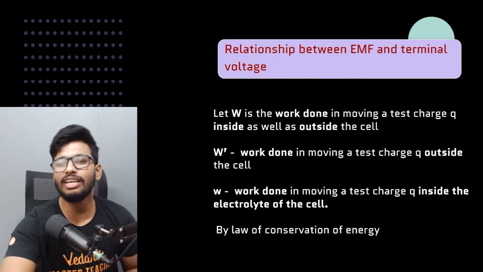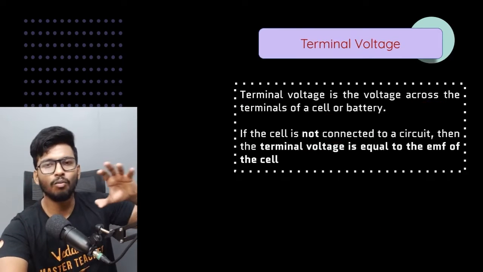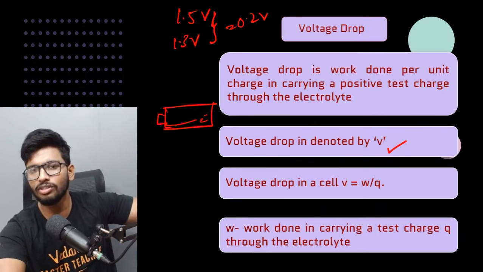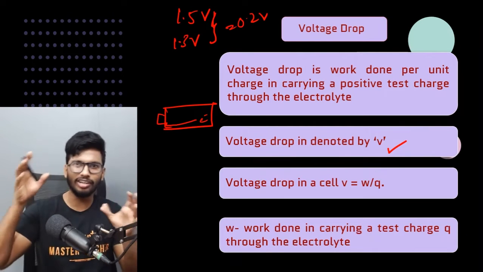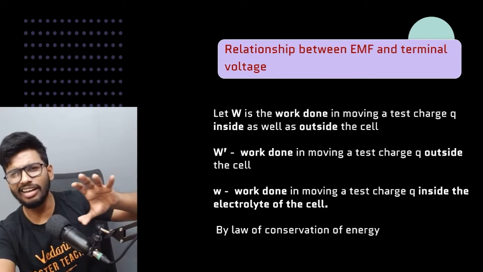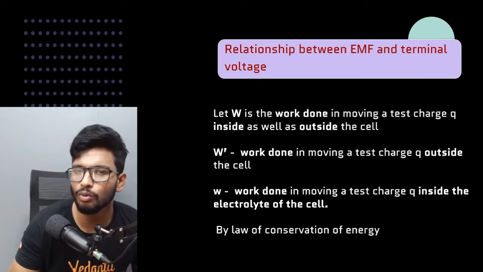All right, people. So these are the important terminologies that you need to remember. One is terminal voltage, the other is EMF or electromotive force, and finally voltage drop. I hope you've understood this. This is how you define these. Now there is a small relationship between EMF and terminal voltage, which is a very important one, so I'm going to quickly take you through that as well.